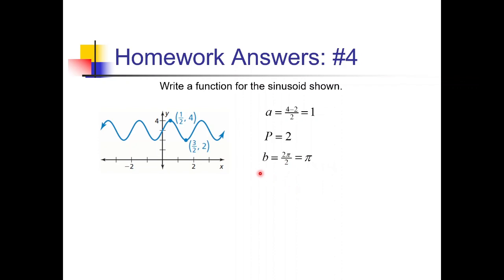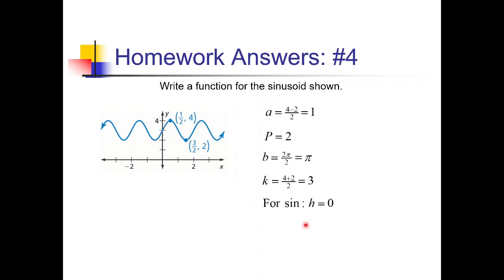Next up, let's get the k value, the midline. That's going to be max plus min divided by 2, so 4 plus 2 over 2, which gives us 3. And for the h value, I'm just going to go with the easiest one here and take the spot that's right on the y-axis. So that's the middle of the wave going up. That's where the sine cycle starts. So for sine, I can use an h value of 0, which is kind of nice.